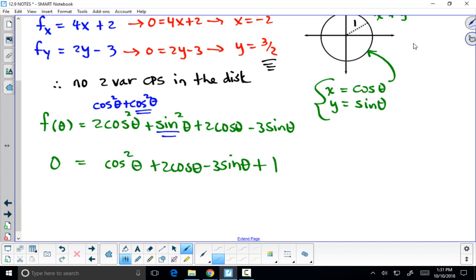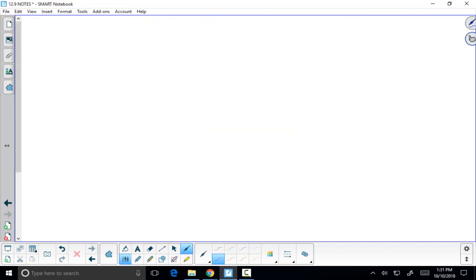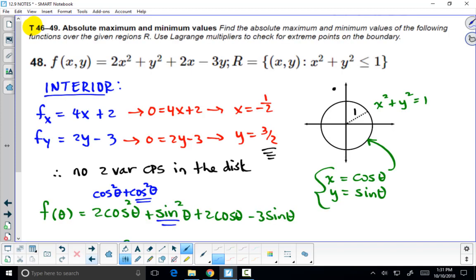Okay, so let's go to some of this stuff. There are no endpoints. And that's the benefit to parameterizing instead of doing y equals the square root of 1 minus x squared. There's no hidden boundary points. If we did it that way and plugged in y equals the square root of 1 minus x squared, we would have to test these points separately, because those would be boundary points for the substitution.